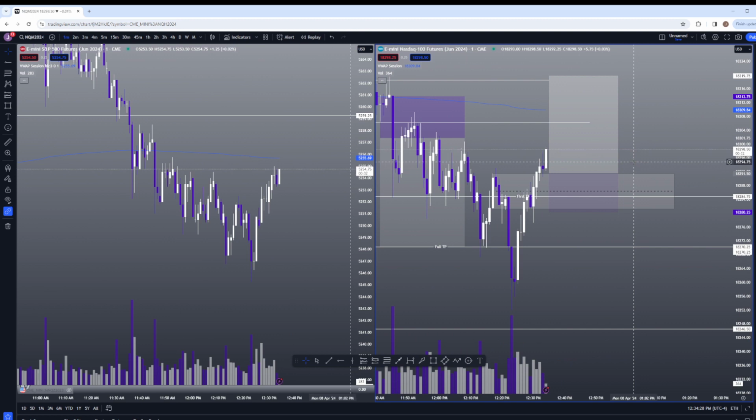Like I said, trading the 1 minute can be a little bit riskier, but it can still offer very good trades.